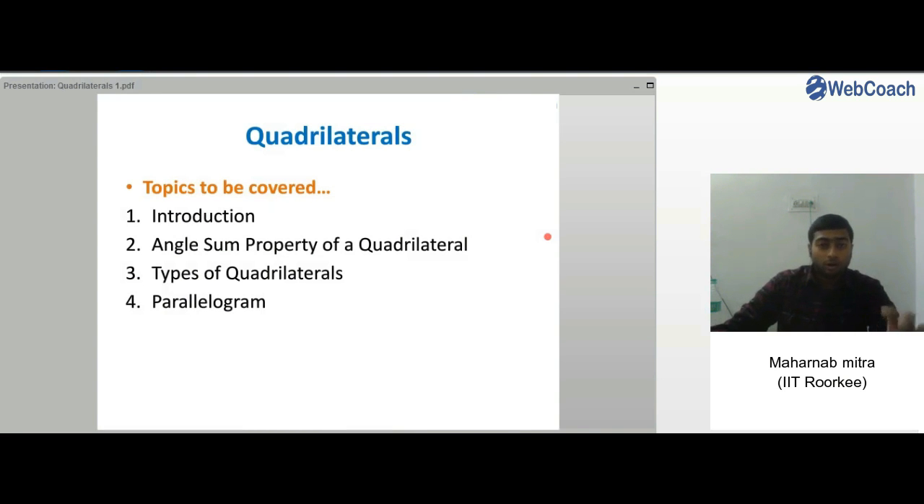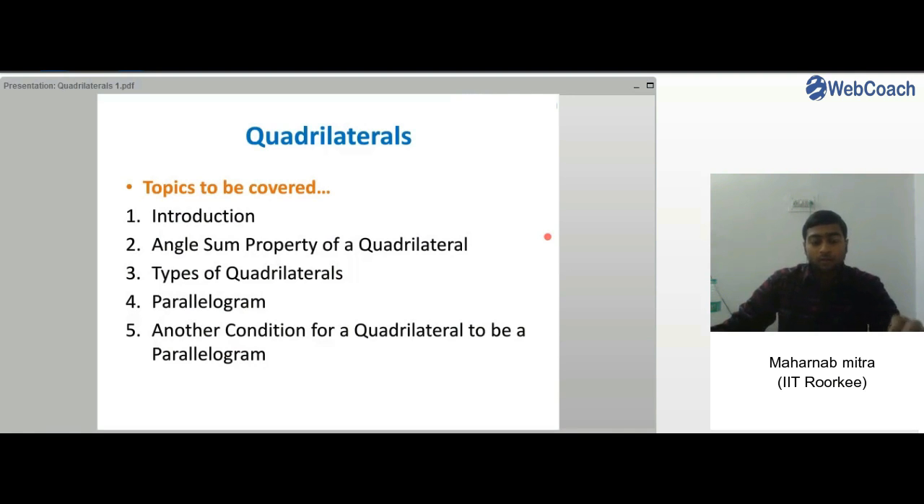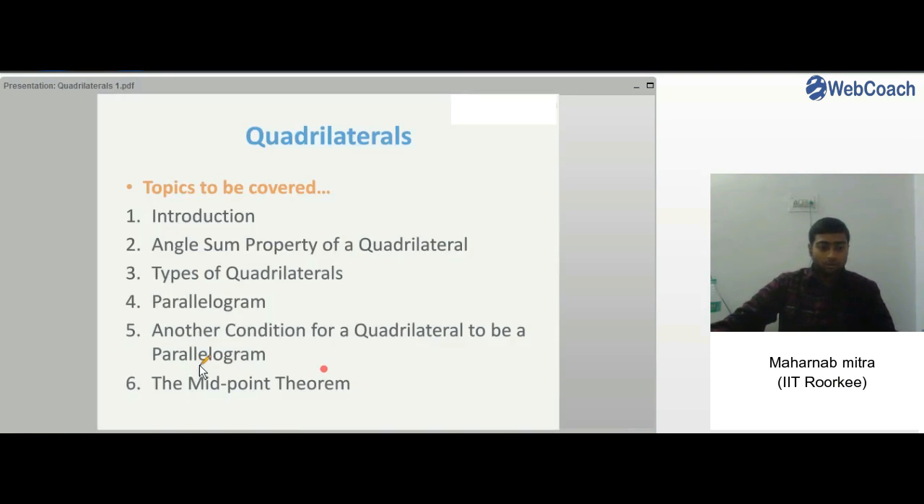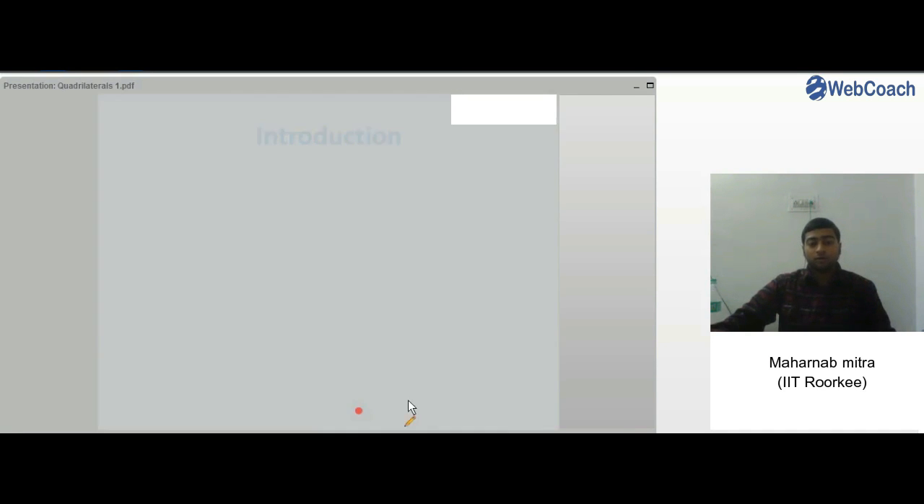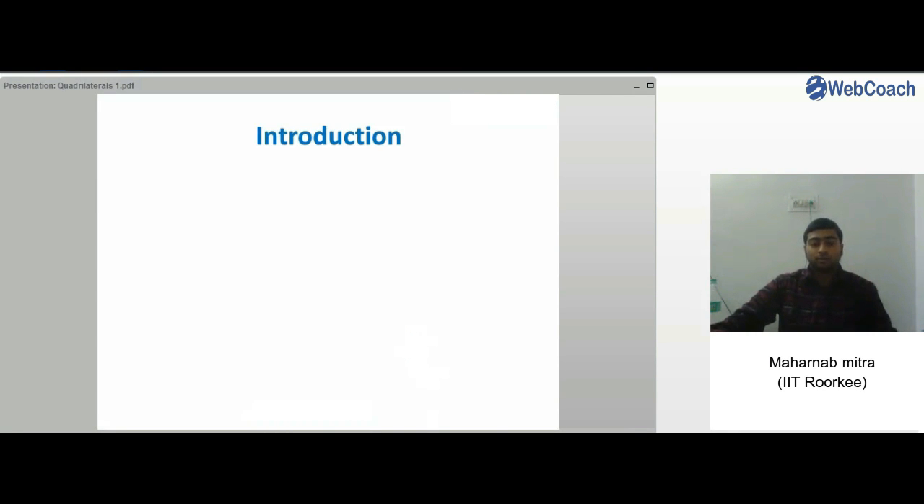then we will talk about parallelogram, then we will learn about another condition for a quadrilateral to be a parallelogram. Then finally we will look at the midpoint theorem. So let us start off with the introduction.